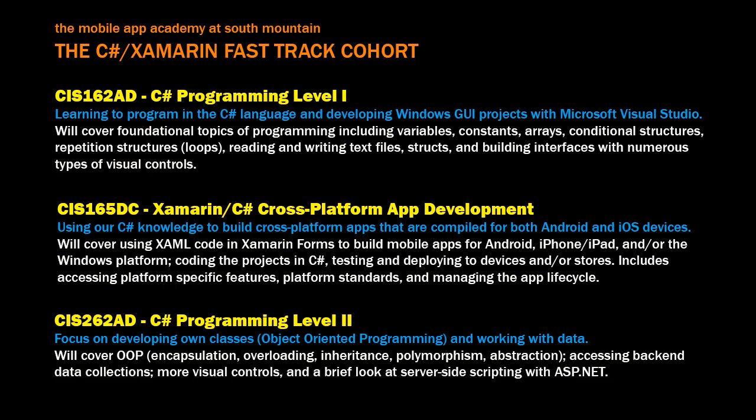Now, before I get into how this is laid out, let me just remind you again, there are 3 courses in this cohort. CS162AD is a beginning level C# programming class. I assume you have no programming experience coming into that, and we're going to create Windows GUI projects, or graphical user interface projects, for the Windows desktop in this course. In this course, you're going to learn the foundational topics of how to program and how to create a GUI interface, a graphical user interface.